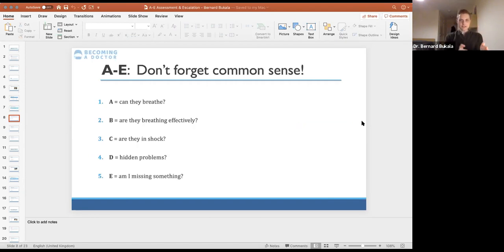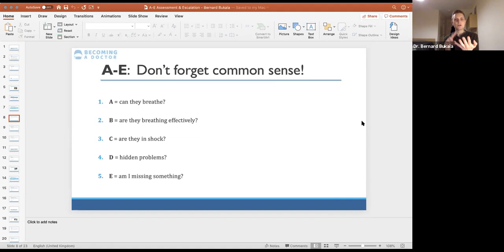Now, the last thing to say about A to E, don't forget common sense, okay? If you can communicate to your interviewer or to your OSCE examiner that you have common sense and you know why you're doing what you're doing, that will make you stand out as a much better and much more competent candidate than everyone else, okay?